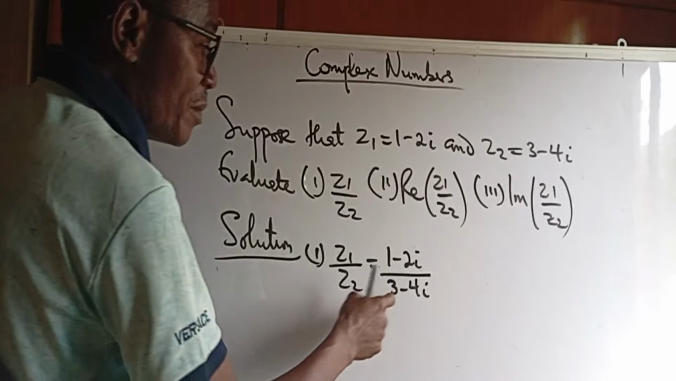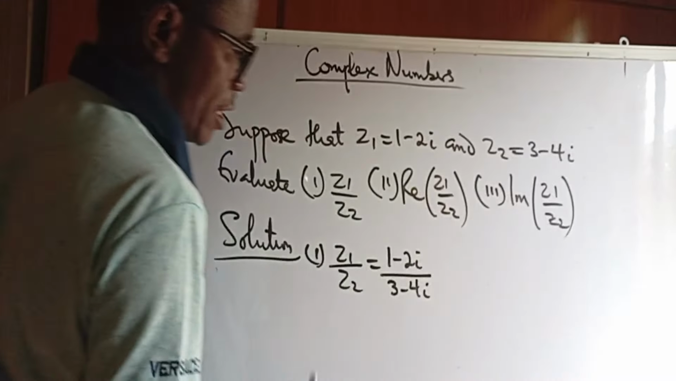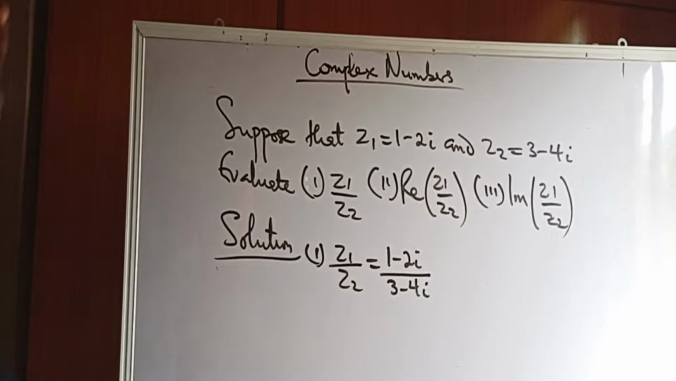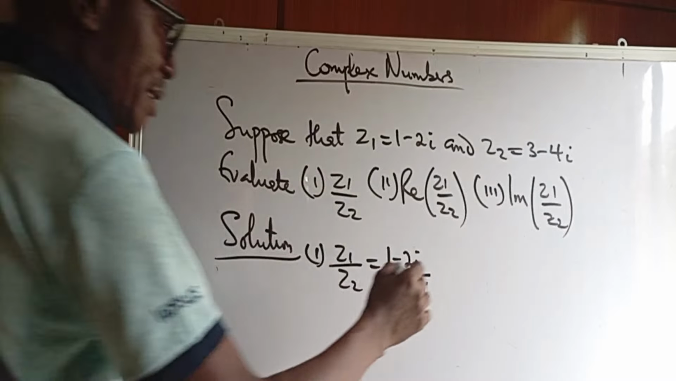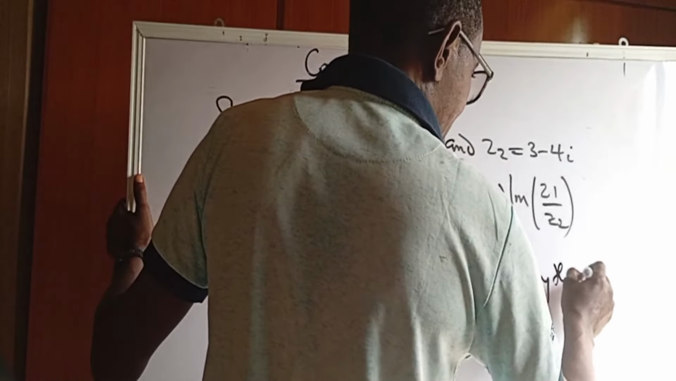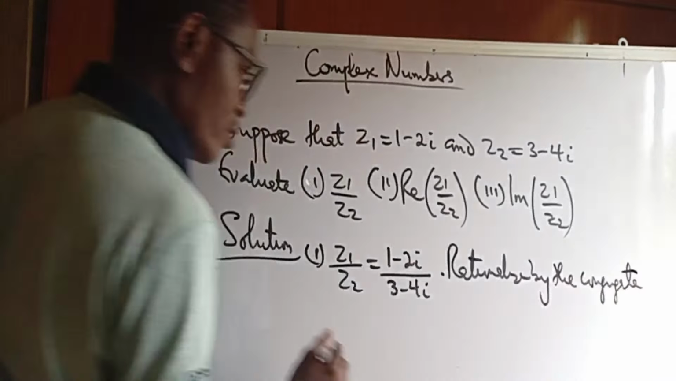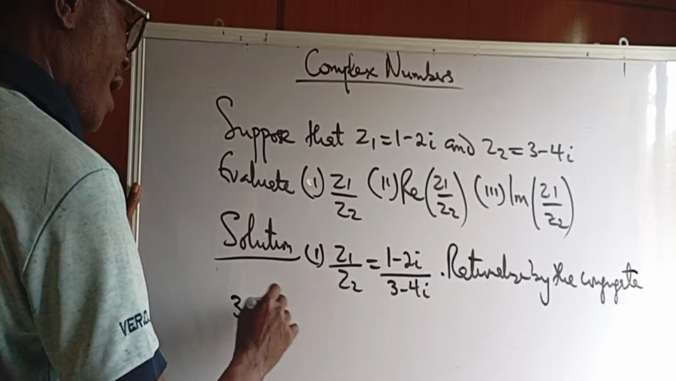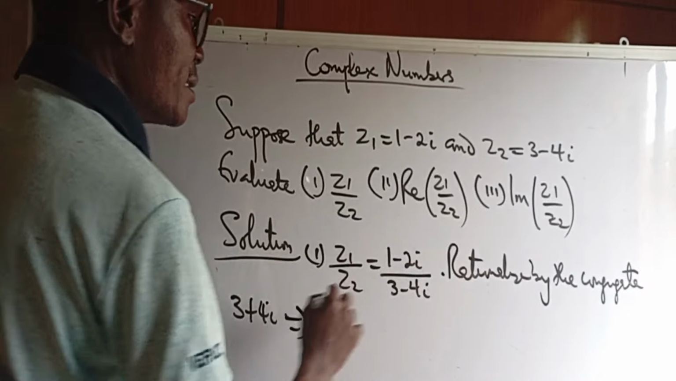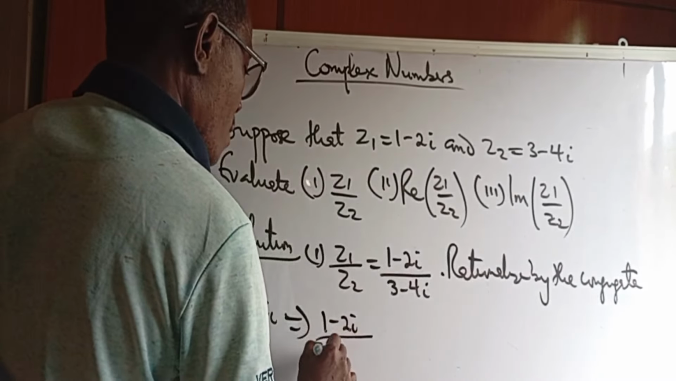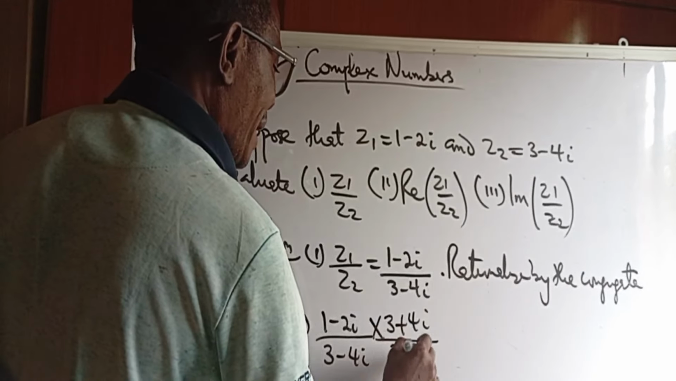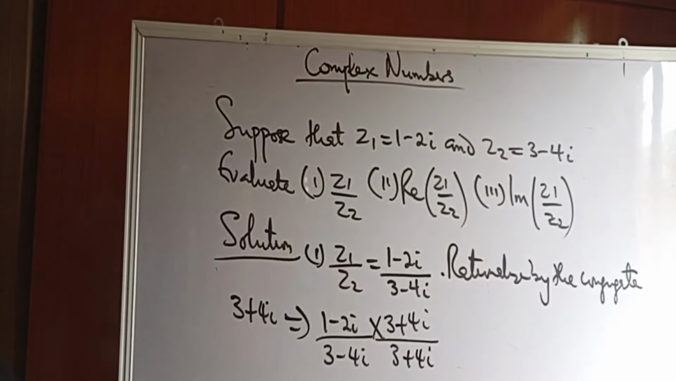So if you look at the denominator here, we have 3 and -4i. The sign between the real part and the imaginary part is minus, so you now change it to plus. So we rationalize by the conjugate 3 plus 4i. That implies 1 minus 2i all over 3 minus 4i, multiplied by 3 plus 4i all over 3 plus 4i. That is the meaning of that statement.